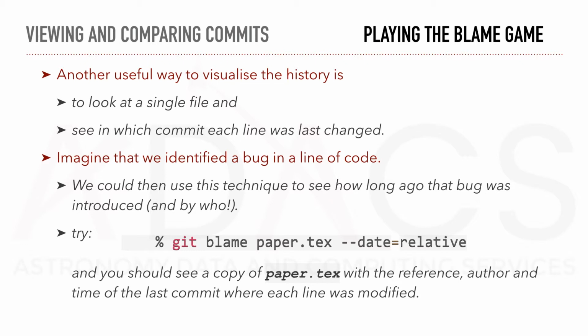Another useful way to visualize the history is to look at the single file and see in which commit each line was last changed. Say we found a bug in a line of code. We could then use this technique to see how long ago this bug was introduced and by who.